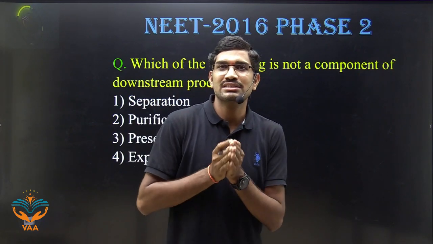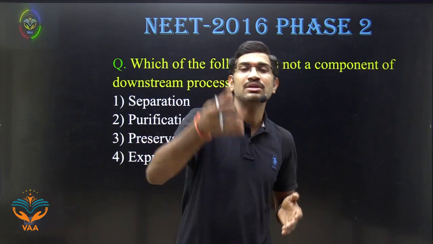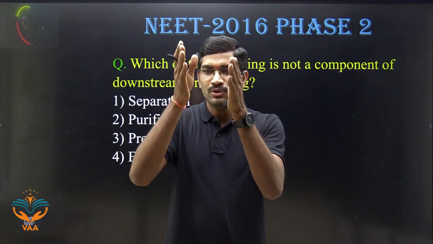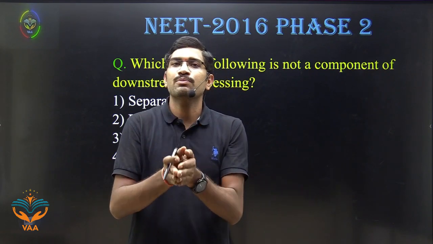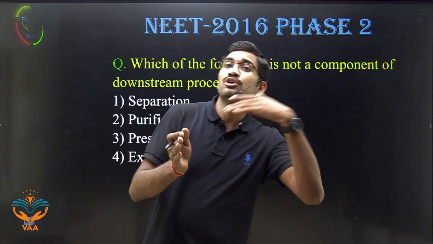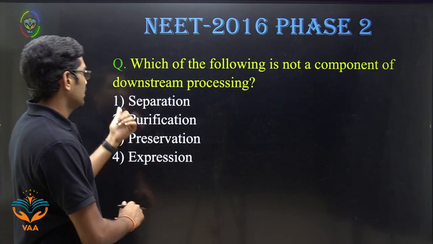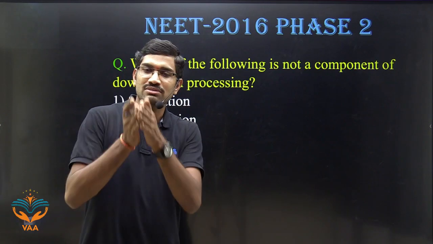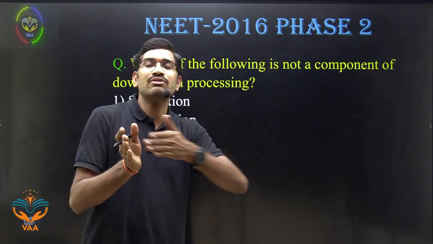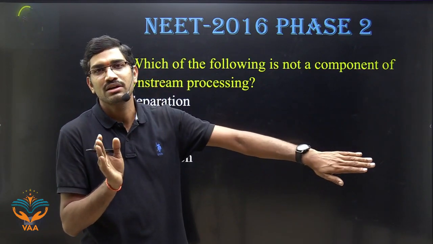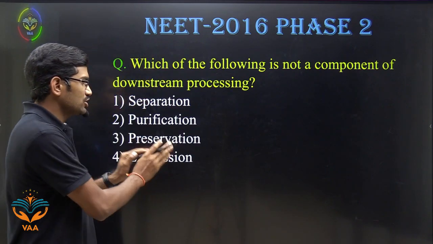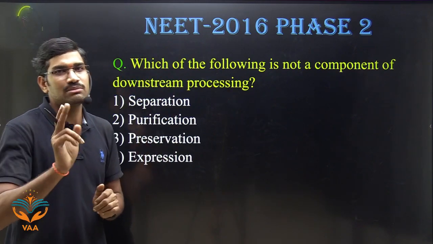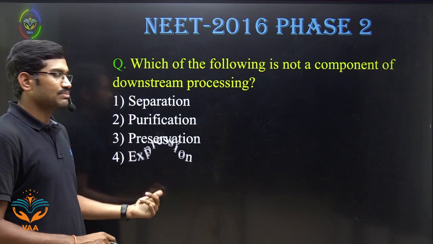Suppose in the bioreactor we are studying cells which are producing some recombinant protein. Up to the production of that recombinant protein it is normal. So after the production of recombinant protein, separation, purification, preservation, all these things we are doing. So whatever we do after the expression, that is downstream. Understood or not? So that's why expression is not part of downstream. Please remember this one. So that's why the answer is option 4.